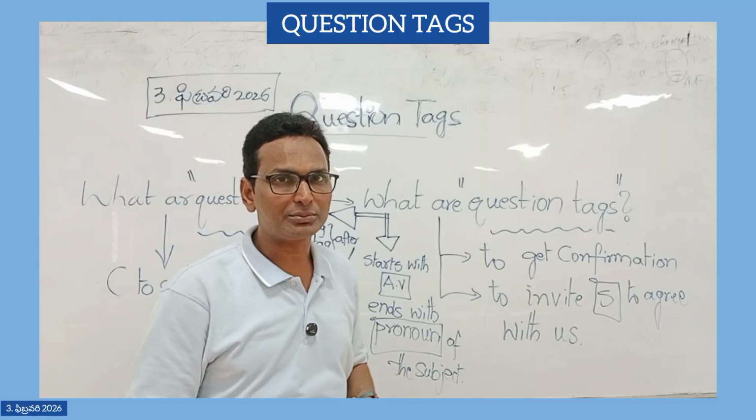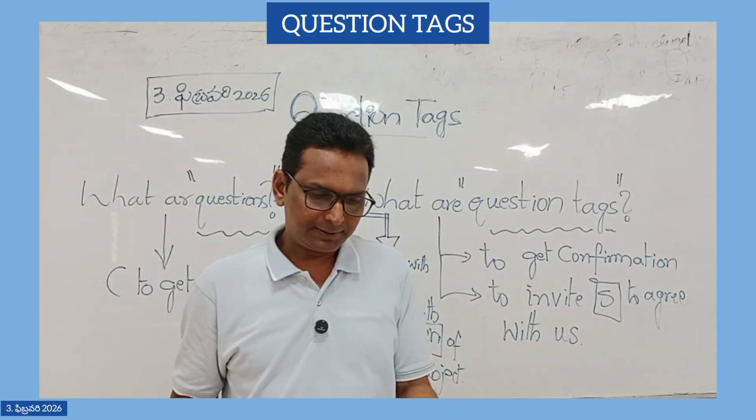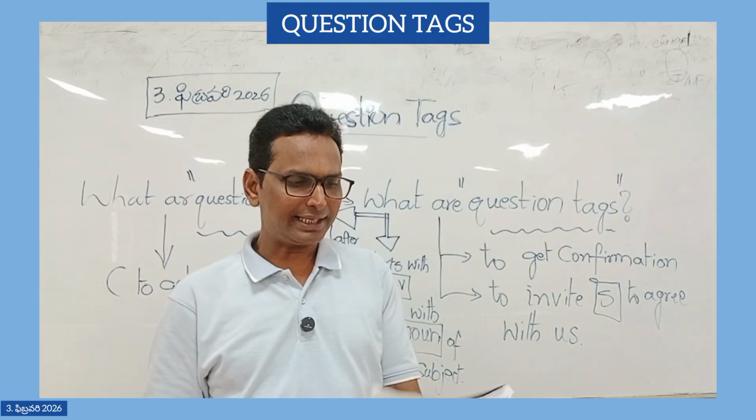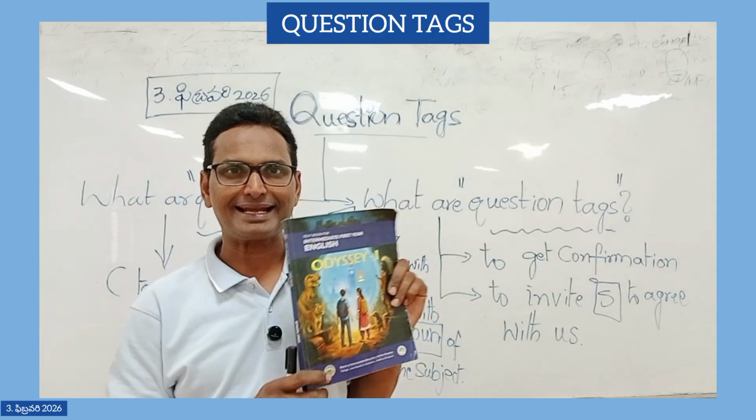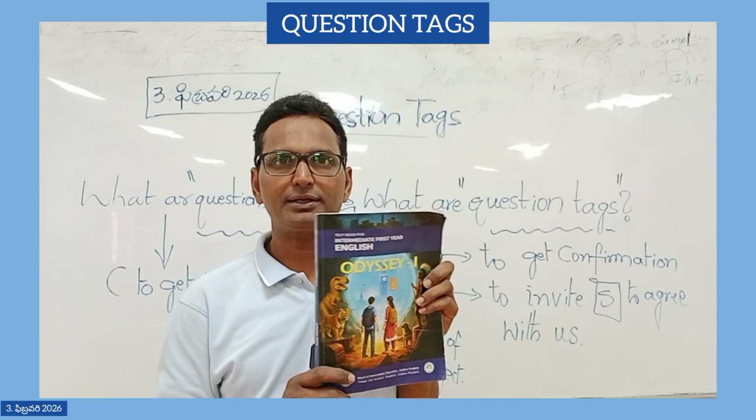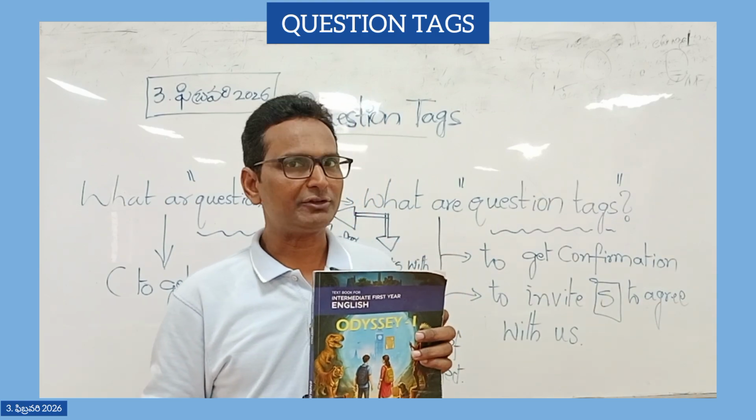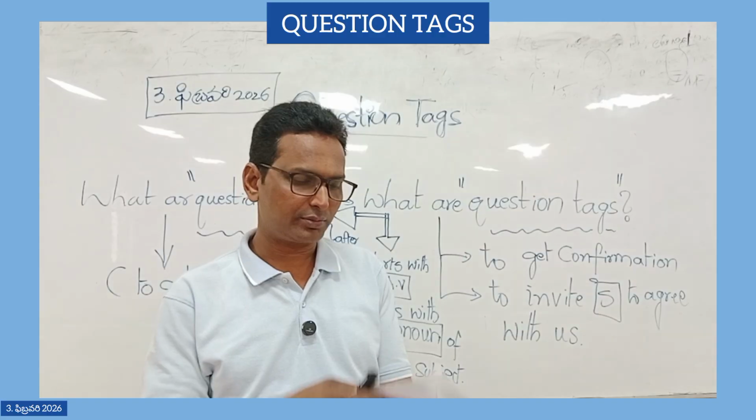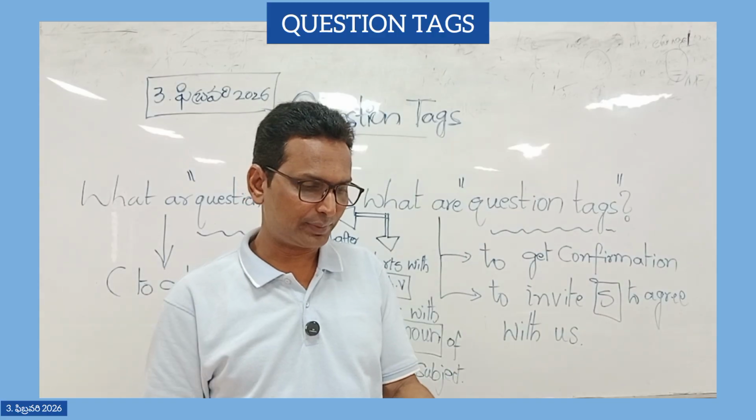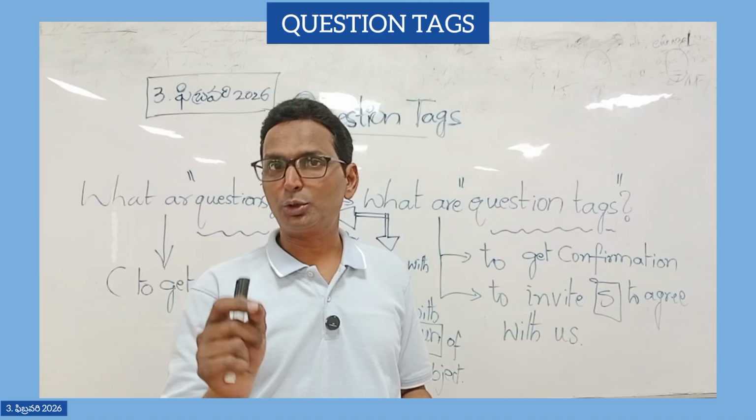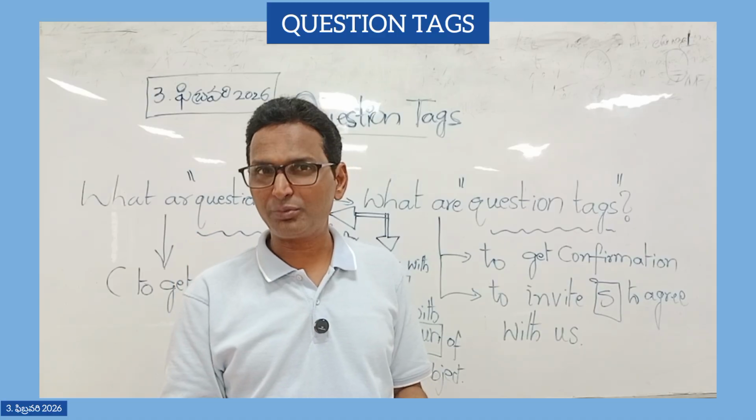I will give you the examples now. Please open the text in the textbook for intermediate first year English Odyssey 1. This is the textbook which we have been exploring. It has been prescribed from the academic year 2025 to 2026. In this book, page number 205, please open this and have the notebook with you. Keep writing down the inputs which I am giving you in this video lesson.